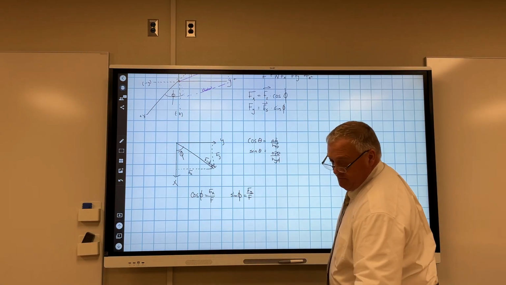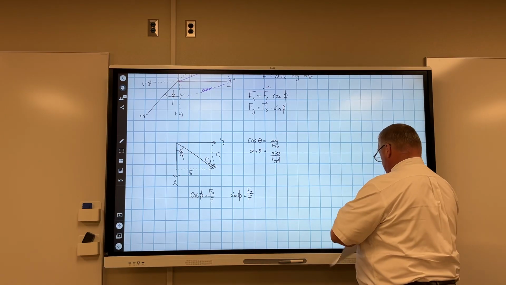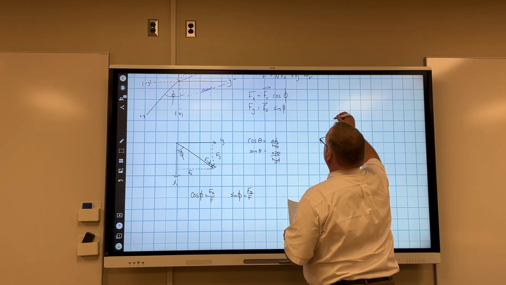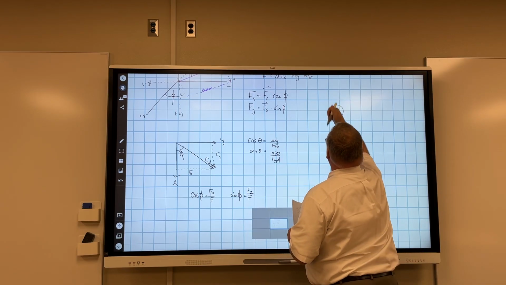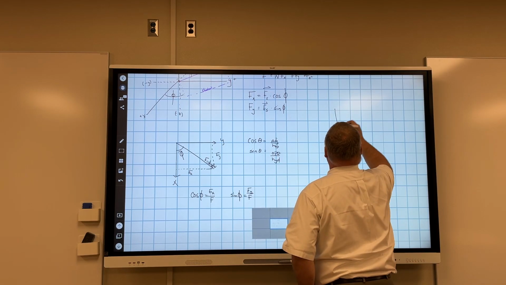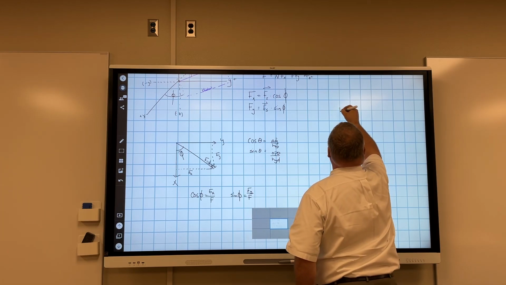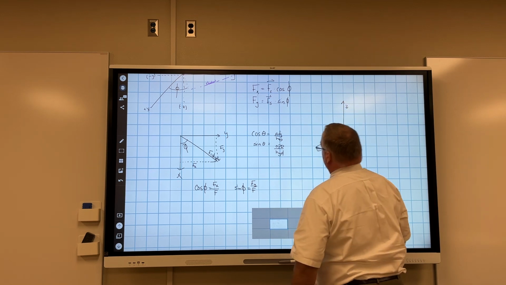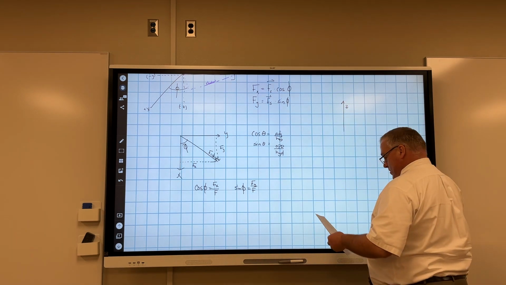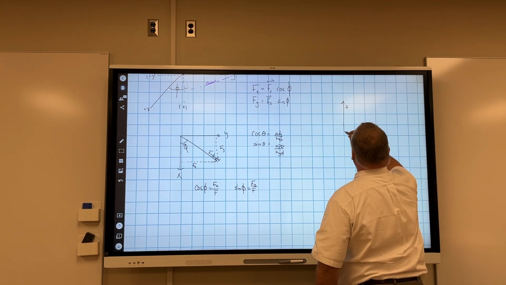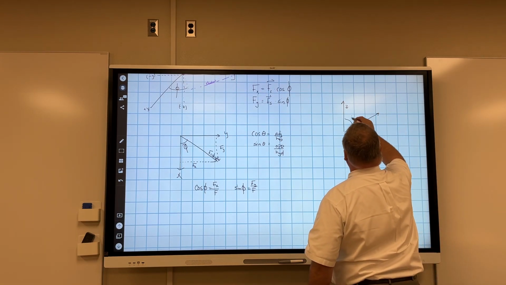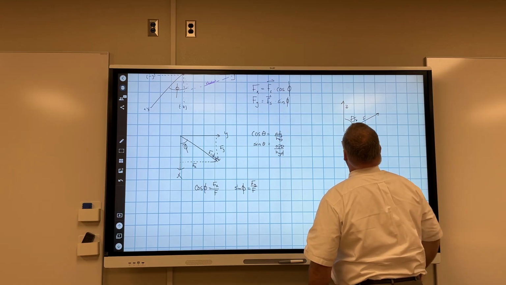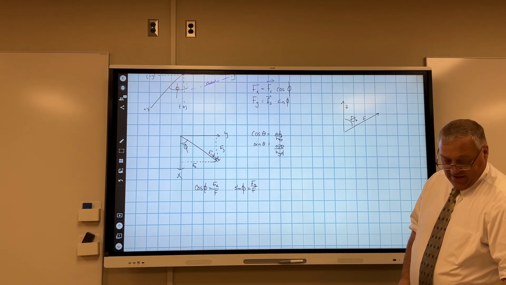I'll draw it over here. Okay, for Fz, we've got the Z axis. There's the Z axis. This is angle theta Z, and this is F, with respect to the Z axis.